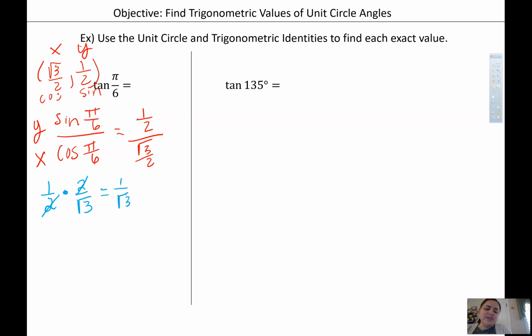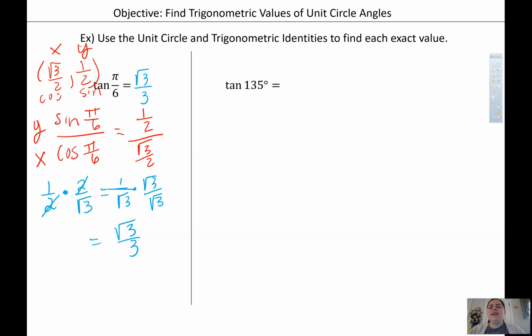But then we need to rationalize because I can't have a radical in the denominator, so we're going to do times √3/√3. That's going to give us √3/3. So tangent of pi/6 is going to be √3/3. Okay.